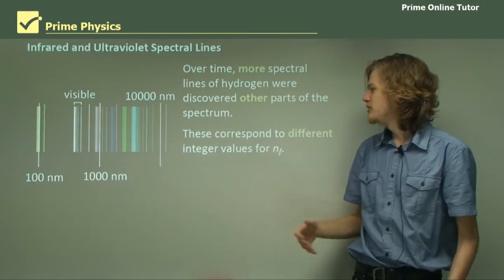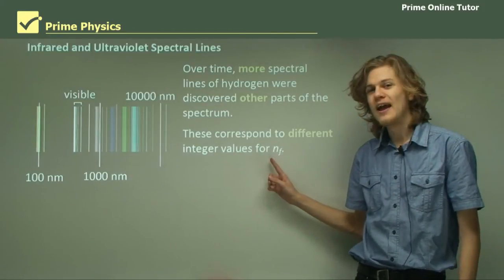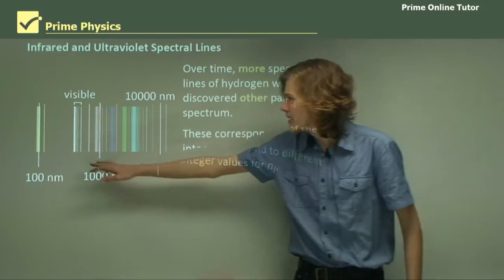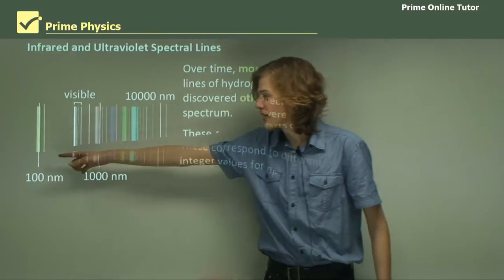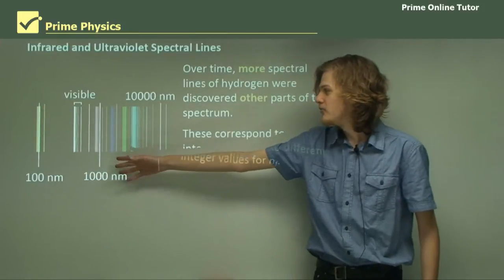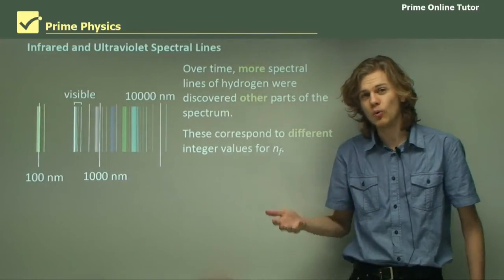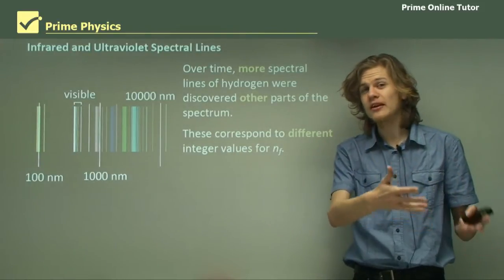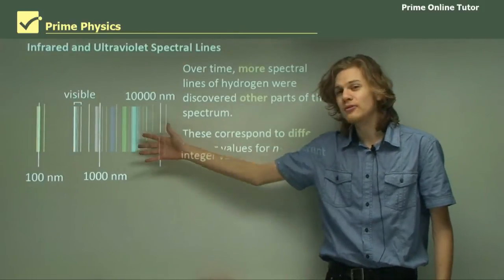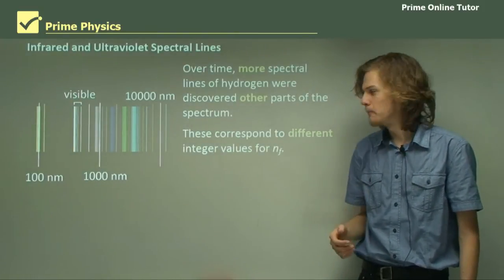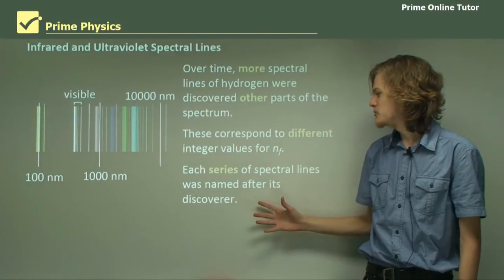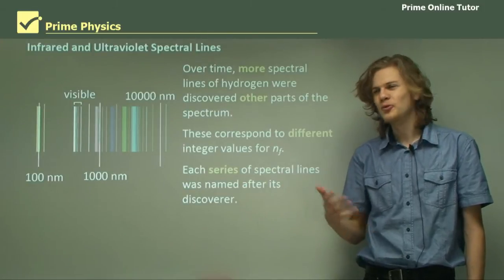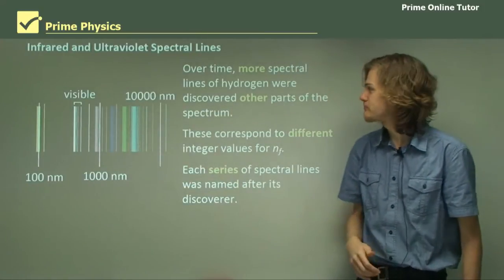These correspond to different integer values for nf, which for the visible light had to just be 2. So in this white section, nf equals 2. In the yellow section, nf equals 1. And in the other sections, nf equals 3, 4, 5, and so on. By changing the nf in the equation, we'll end up with different wavelengths of the hydrogen spectrum. Each series of spectral lines was named after its discoverer, which is handy because it helps you remember who discovered each section of the spectrum.